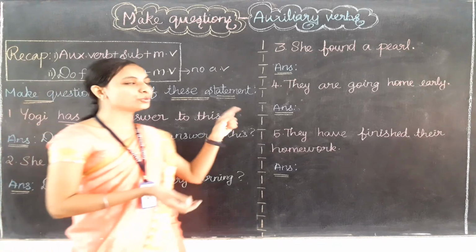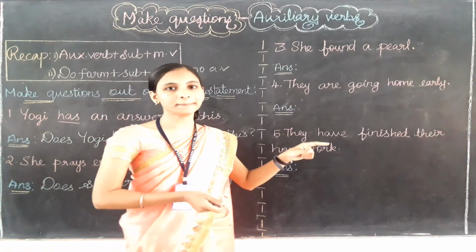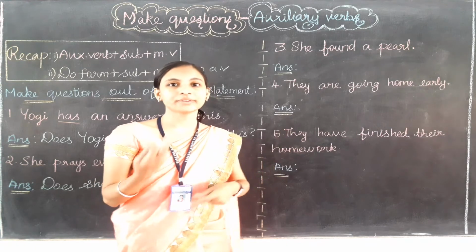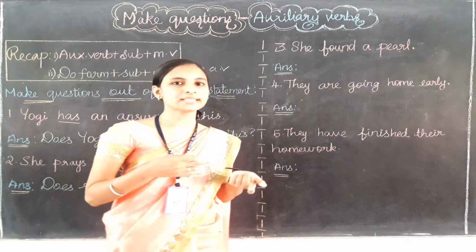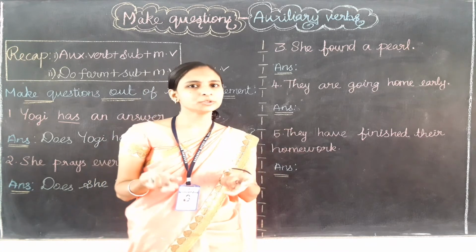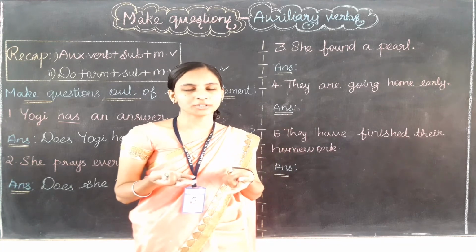Okay. Let's do the third one. That is, she found a pearl. She found a pearl. அவ வந்து ஒரு முத்து வந்து find out கண்டுபிடிச்சா. This is the Tamil meaning. So in Tamil, how can we ask the question? அவ வந்து முத்து கண்டுபிடிச்சிட்டாளா? Likewise only we are going to ask right now.